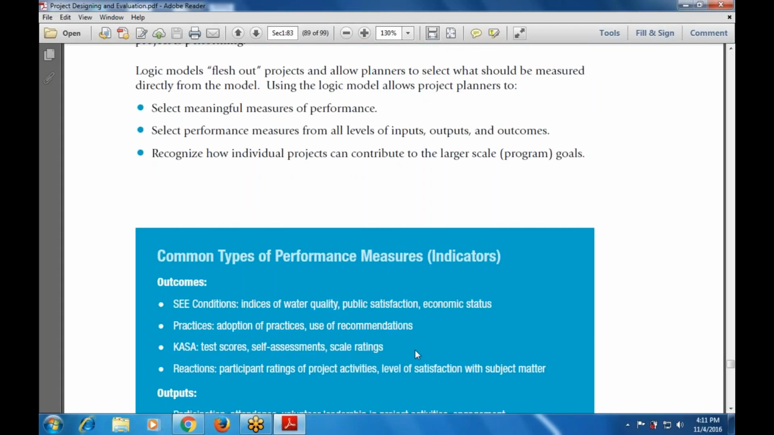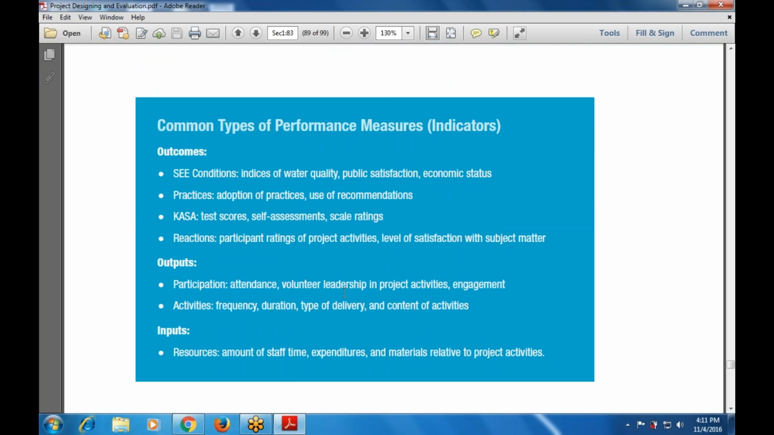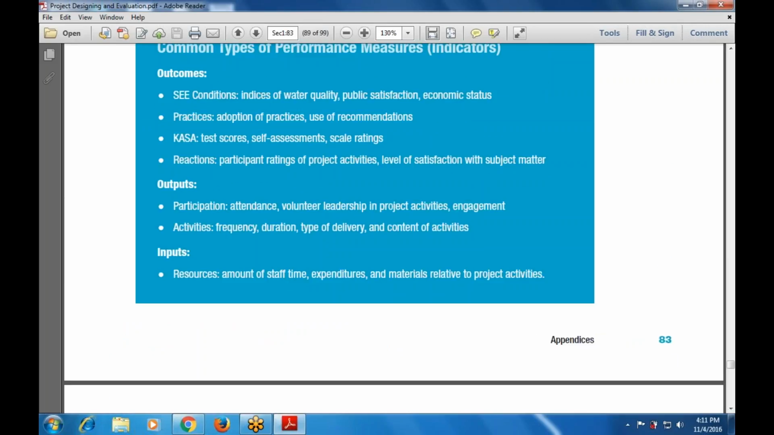Then next is what are the various common types of the performance measures, what are the various indicators that are used with this. Then what are the various outcomes that we have discussed, that is conditions, practices, KASA, reactions. Then outputs: participation, activities. Then inputs: resources. These are the various inputs. So one is outcome, one is the output, and one is the input. So input is given, outcome is achieved, and output is also generated.